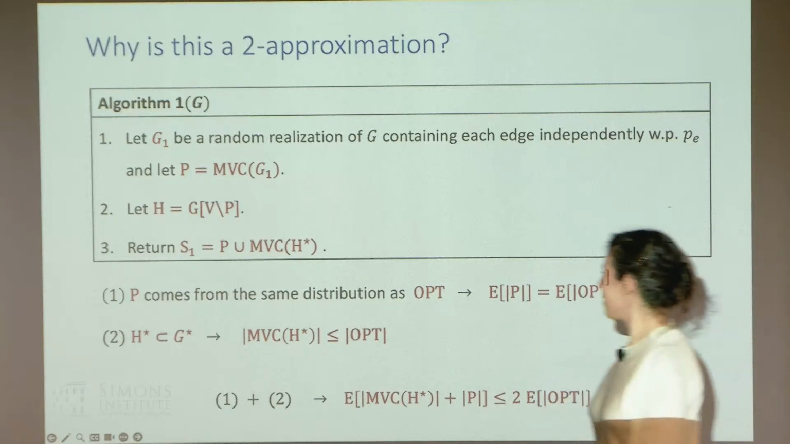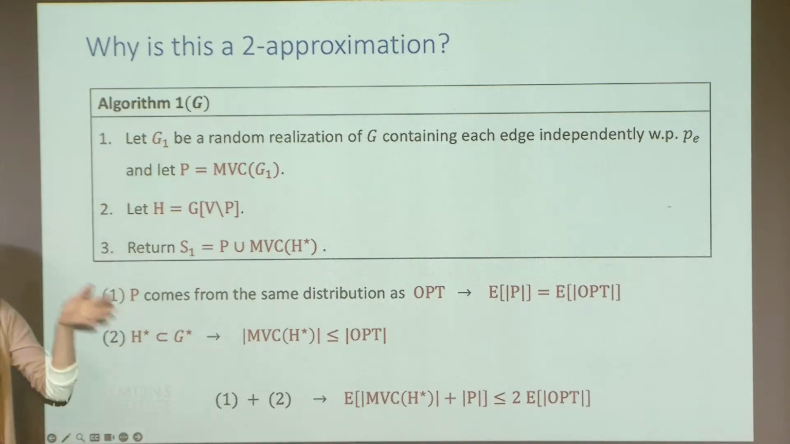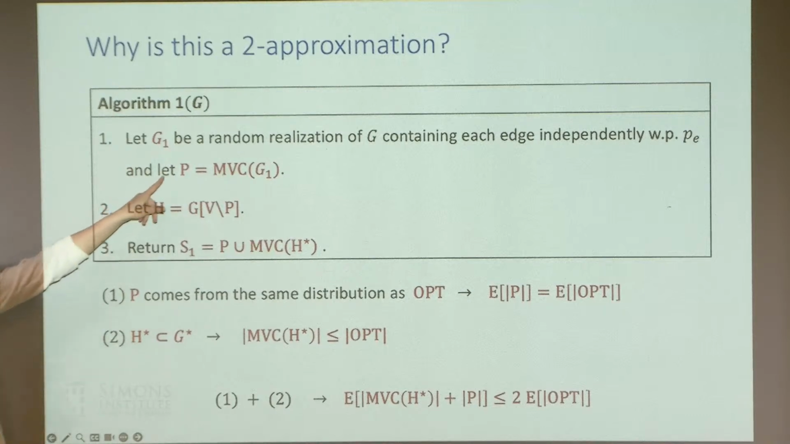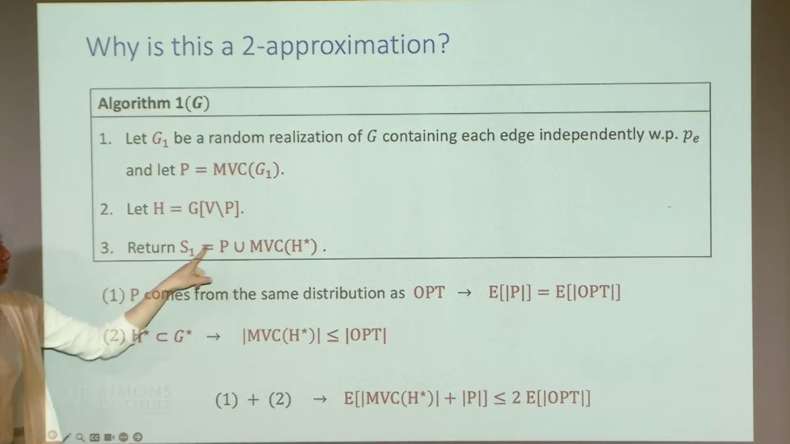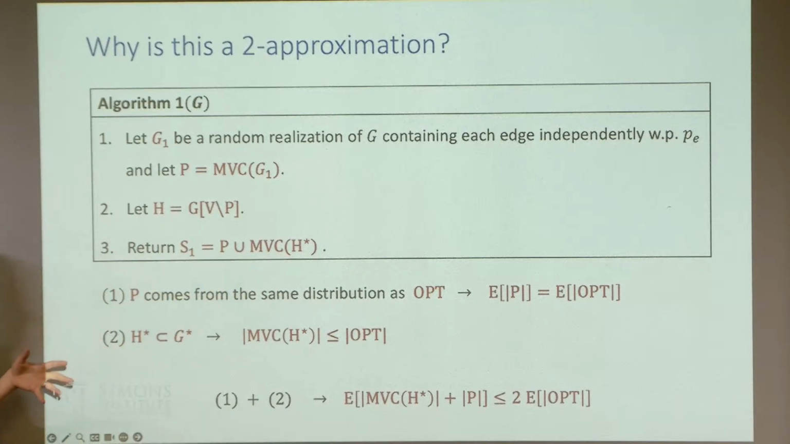So first of all, P here, as I mentioned, G1 comes from the same distribution as G star, right? So P also comes from the same distribution as opt, right? So it has the same size as the optimal solution. So the number of vertices I add here to the final solution is basically opt, right? Now, in the second step, what we add to it is a minimum vertex cover of H star. H star is basically a subgraph of G star, right? So here, again, what we add is, at most, of size opt, right? So it's very easy to see that it's basically a two approximation in expectation.